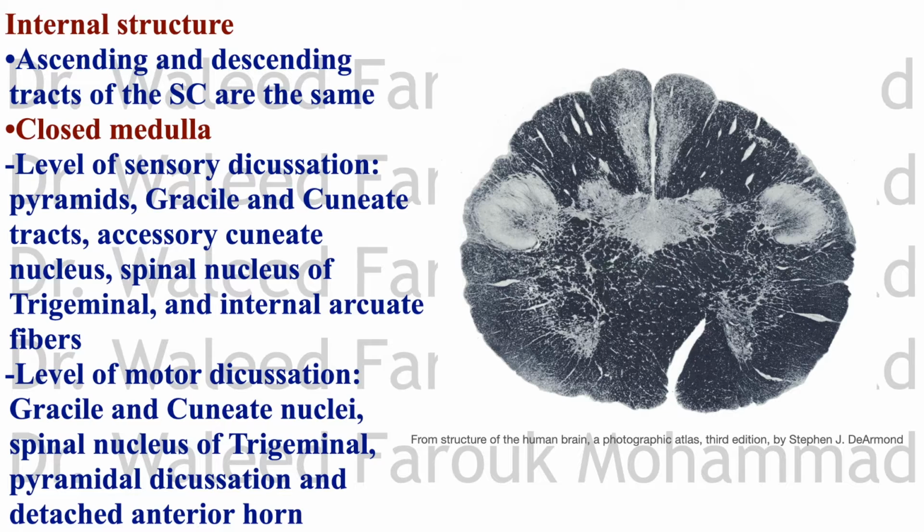The internal structure of the medulla oblongata. This is the closed medulla, lower part at the level of the motor decussation. It has ascending and descending tracts, the same as those of the spinal cord.